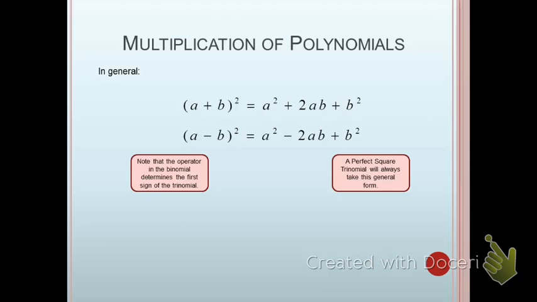In general, a plus b raised to the second power will equal a squared plus 2 times a times b plus b squared. And a minus b, all raised to the second power, will equal a squared minus 2 times a times b plus b squared. Whenever you multiply two binomials together that are identical, the product will always take this general form. Notice in the a plus b raised to the second power, the operator in the binomial will determine the first sign of the trinomial.